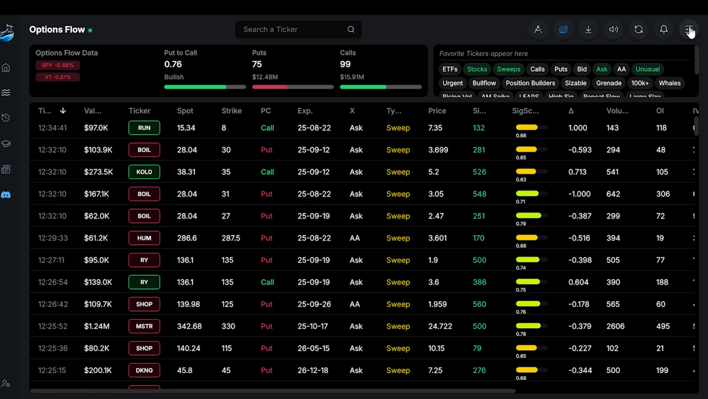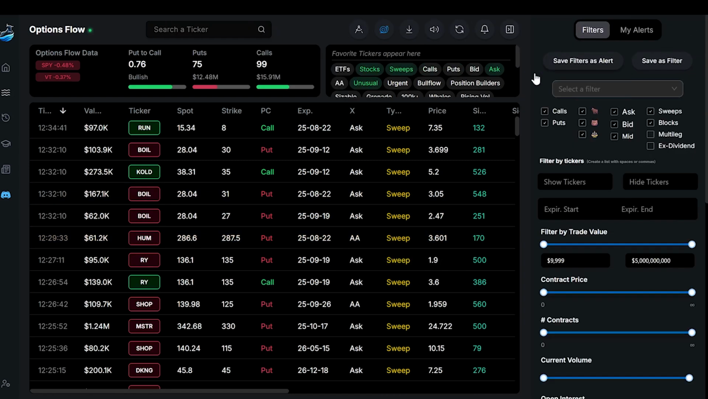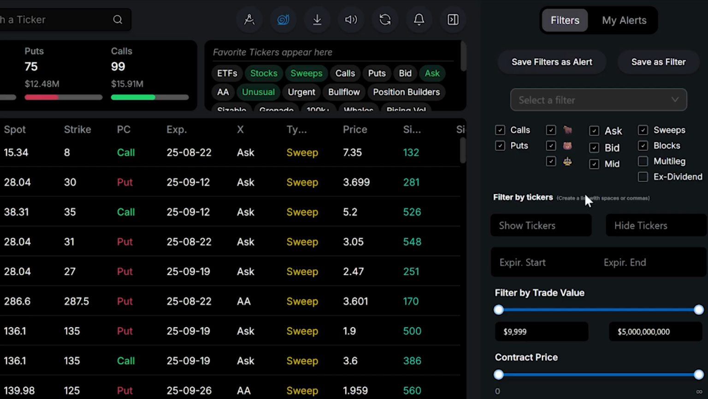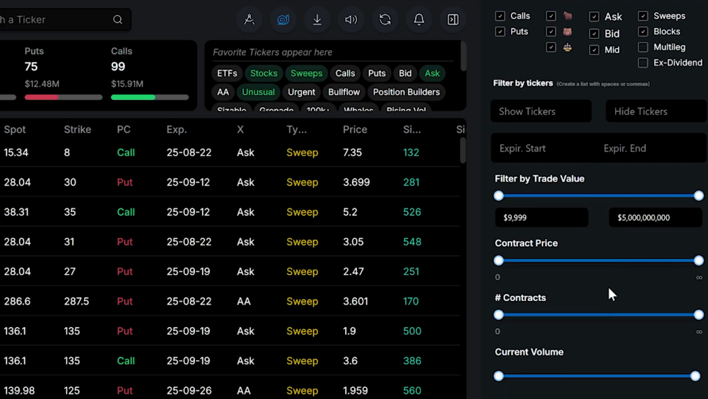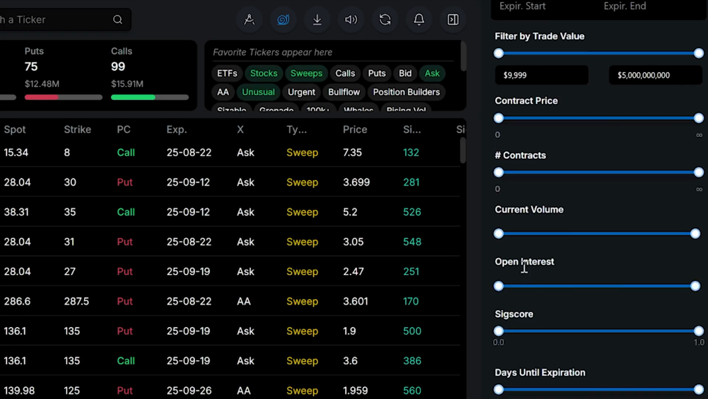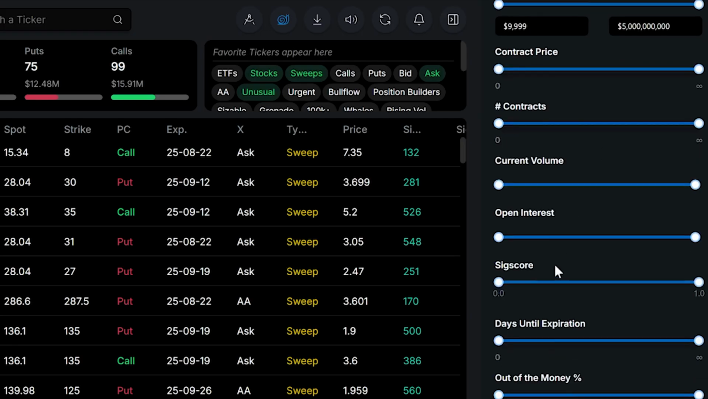And if I want to filter Bullflow even more, it offers filters that are fully customizable. You can save them to your account and use them over and over again. And the best part about this is that you can filter to specific tickers. So if you have a watch list of stocks that you're interested in trading, this is a really great way to go about it. And again, you can filter using any of the other metrics available in Bullflow. So open interest, volume, signal score, out of the money percentage, and more.